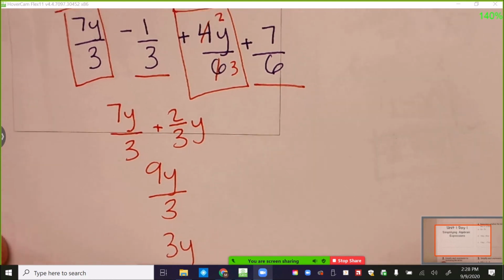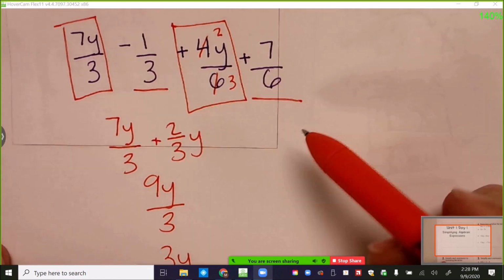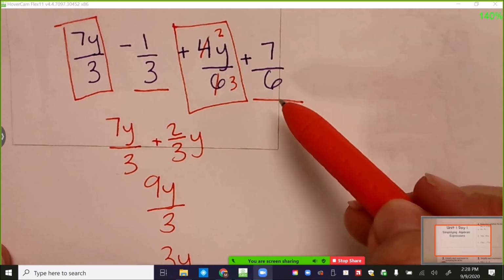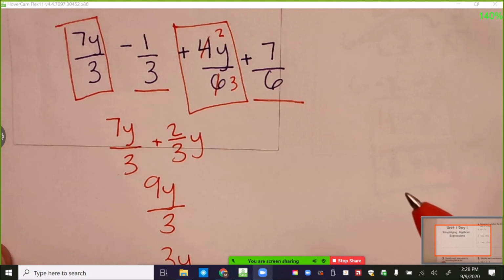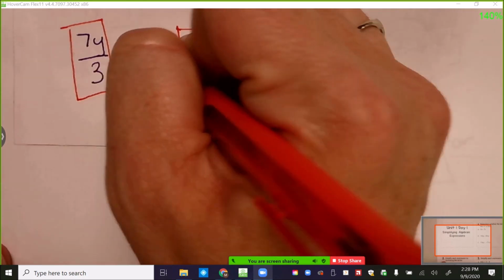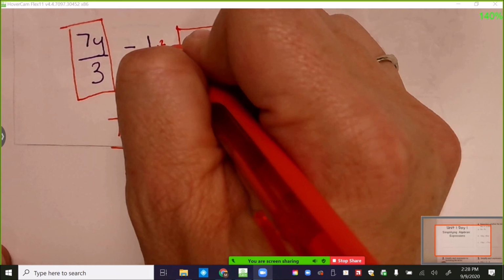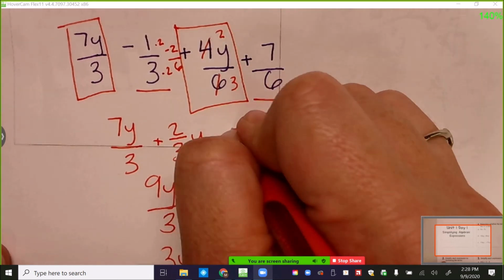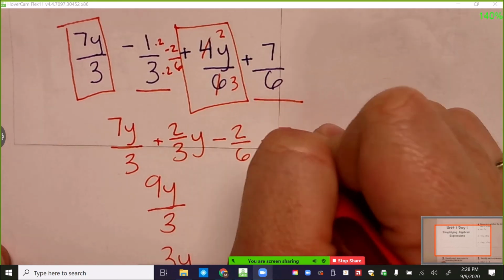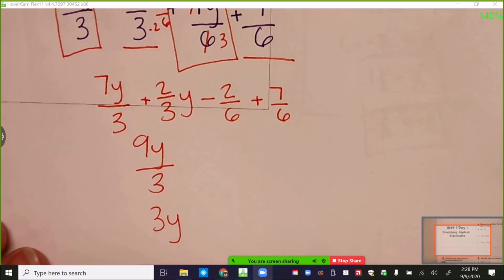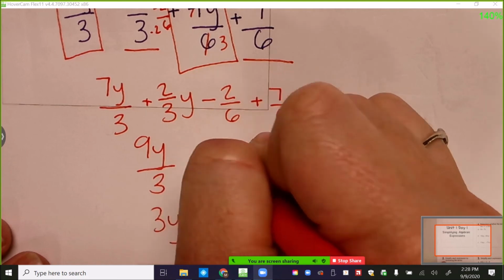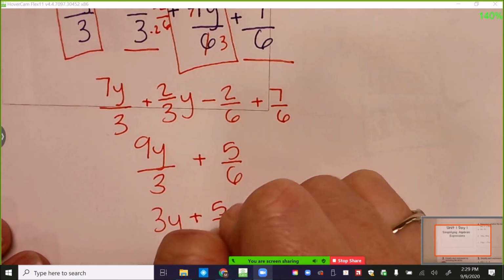Okay, now I'm going to do the other portion of this. I have negative 1/3 and 7/6. Can I simplify 7/6? No. So what would I do to this 1/3? Multiply. We're going to double the top and the bottom. So this will give me negative 2 over 6. So I get negative 2 over 6 plus 7 over 6. What does that give me? 9 over 6. No, negative 2. 5. Positive 5 over 6, which does not simplify. So there's my answer.